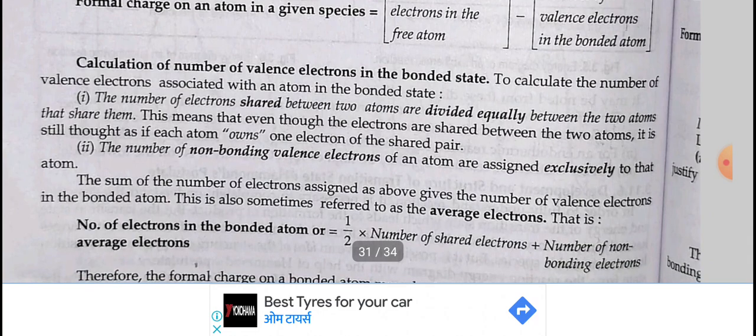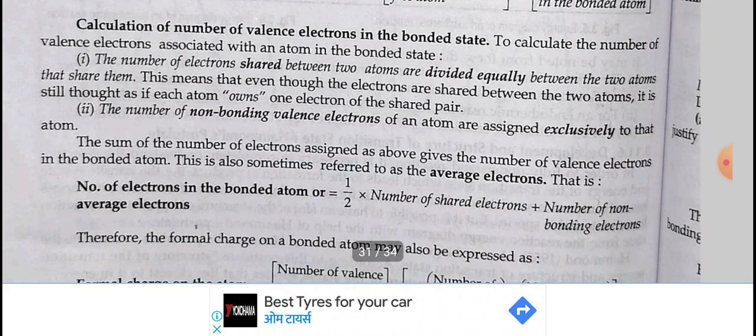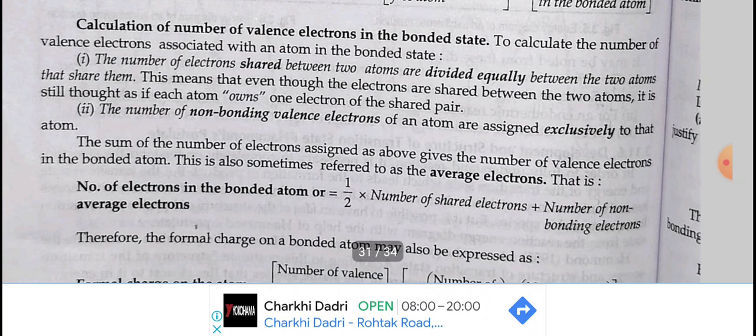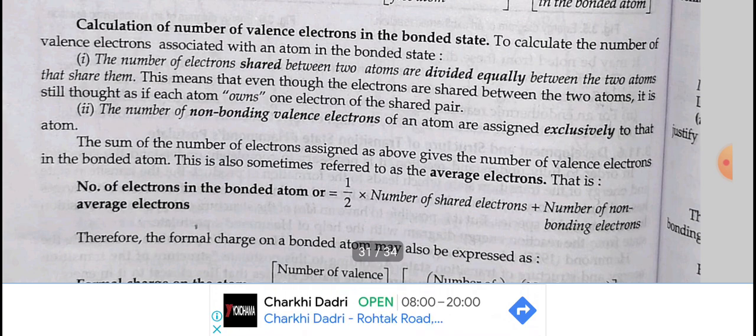Calculation of number of valence electrons in bonded state. The number of electrons shared between two atoms are divided equally between the two atoms. This means that even though the electrons are shared between the two atoms, it is still thought as if each atom owns one electron of each shared pair.